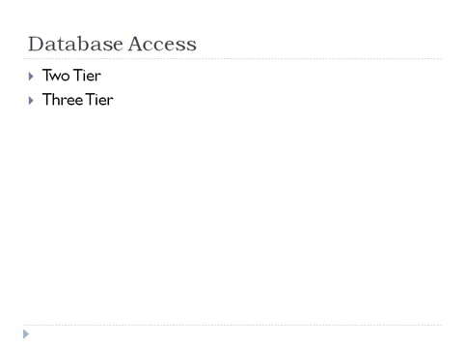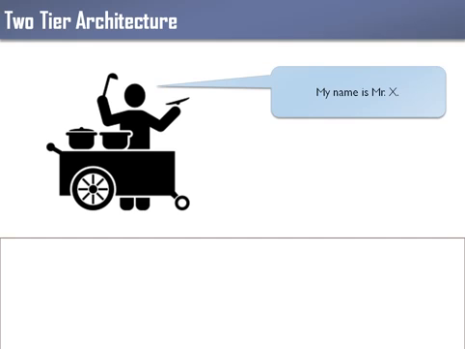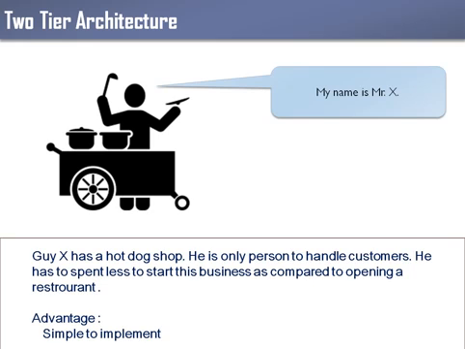So before discussing these architectures in terms of computer, let's take a real life example. We are explaining two-tier architecture first. Let's take this guy. The name of this guy is Mr. X, and this guy has a food cart. As you can see, this person wants to start this business. Starting this business is not very hard.